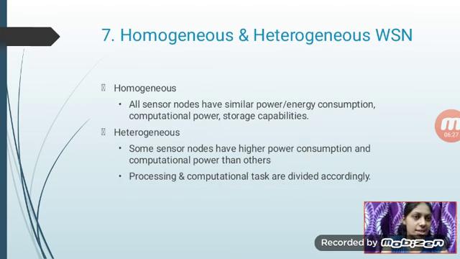The last is homogeneous and heterogeneous WSN. In a homogeneous network, all sensor nodes have similar power consumption, computational power and storage capabilities, so the task is also divided equally because they have the same capabilities. In a heterogeneous network, not all sensors are alike; some sensors have higher and some lower capabilities, like higher power consumption and higher computational power. So the processing and computational tasks are divided according to their capabilities so that they can accomplish the task.